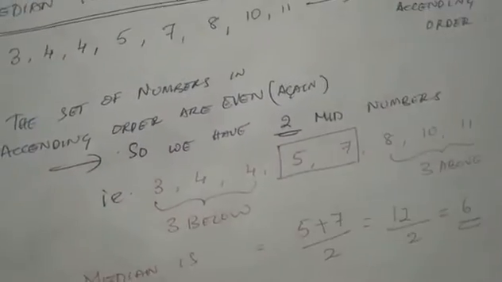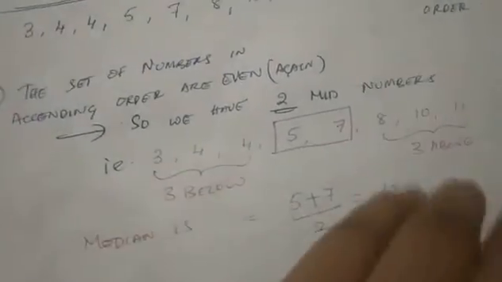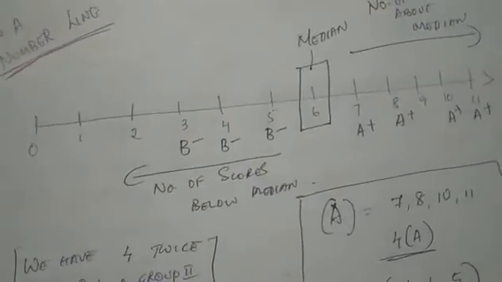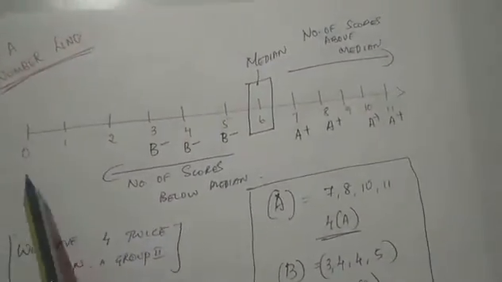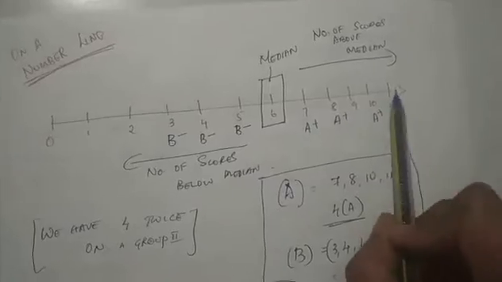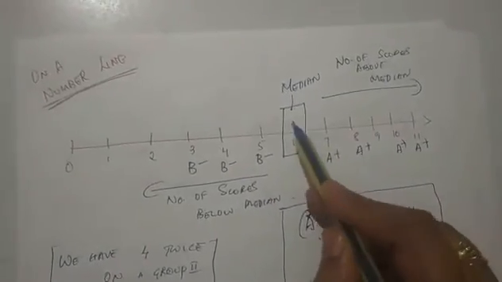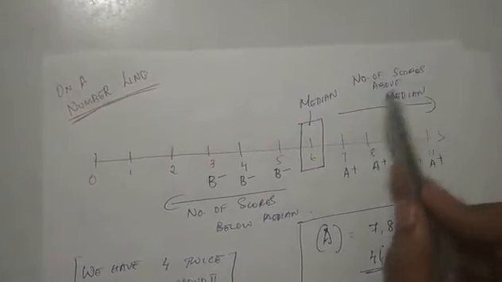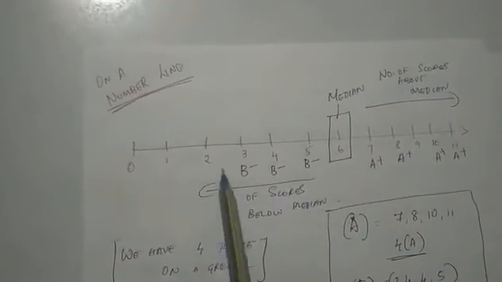There is a minor change in the median of the 2 groups, group 1 and group 2. So we found the median to be 6, and again on the number line, when we understand the same, the number line goes 0 to 11 because the last score is 11. We can have many more numbers thereafter, and the median is 6. So the number of scores above the median are towards the right, and the number of scores below the median are towards the left.